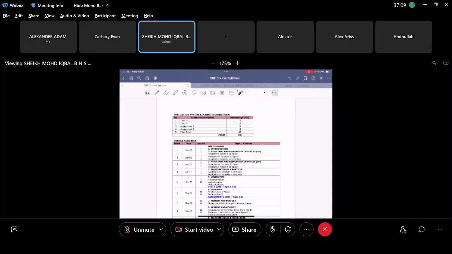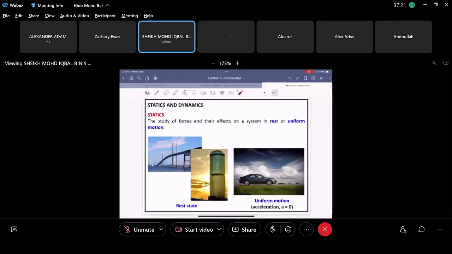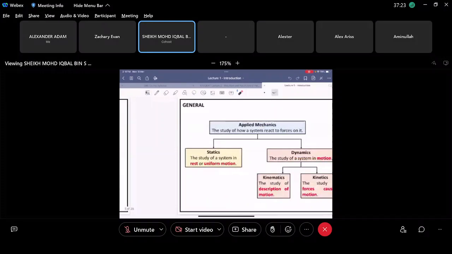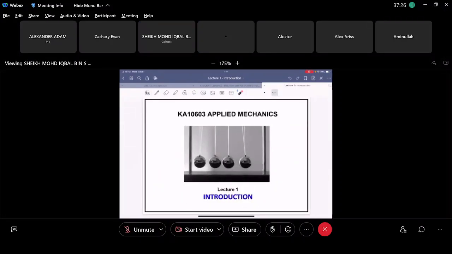All right, so I think that's it for the OBE syllabus. Okay, so I think we can start on the introduction, right? All right, so can everyone see the slides here? Can everyone see the slides?